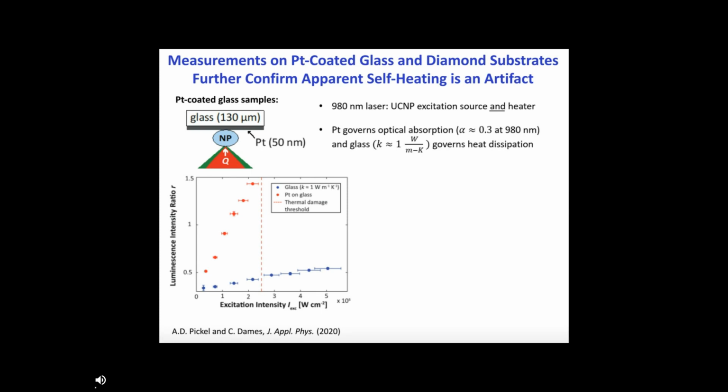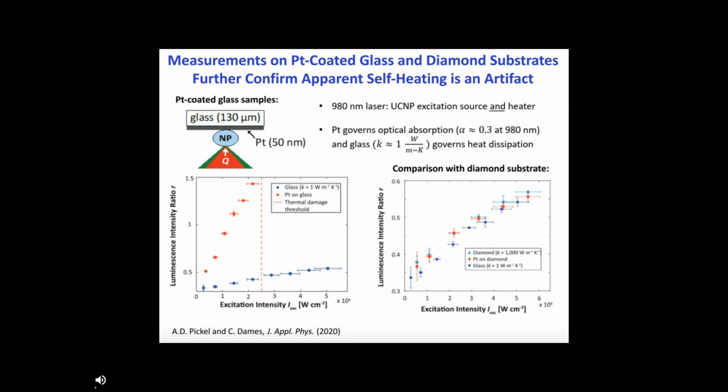And we also lose the signal from the nanoparticle at certain points in terms of increasing the excitation intensity. And that's consistent with other reports in the literature that these nanoparticles degrade around 600 Kelvin or so. We then repeated this experiment for diamond substrates, which has a much, much higher thermal conductivity by orders of magnitude.